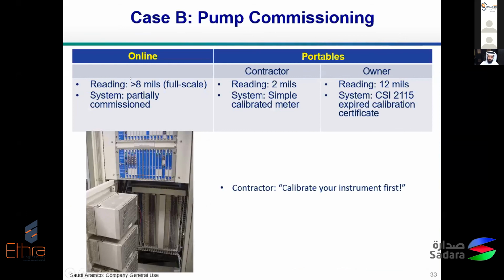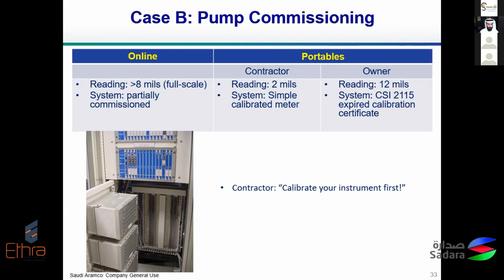The online system was reading 8 mils, it was full scale, but it was not commissioned. And he said, do not rely on the rack, it's not yet commissioned. His measurement was 2 mils, our measurement was 12 mils. You can see the big difference between ours and his. And again, the contractor complained we cannot use our own measurements because our data collector was out of calibration, just last week or last month. It had just recently gone out of calibration.